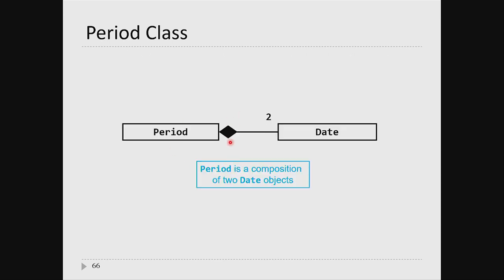To maintain that invariant, the problem with Date is that it's a mutable object. In other words, you can make a Date object, and then you can change the date and time that object represents.